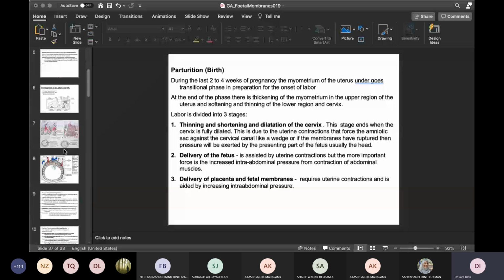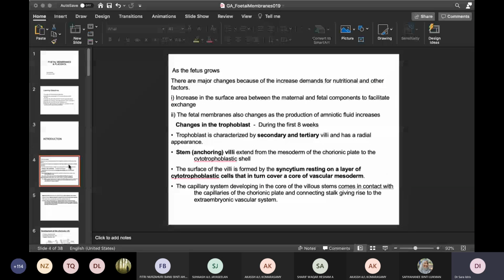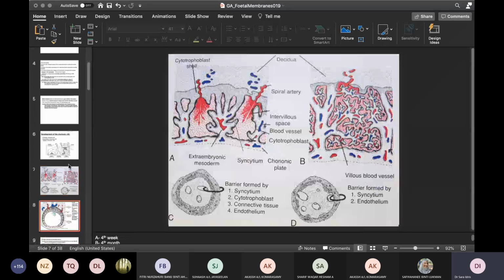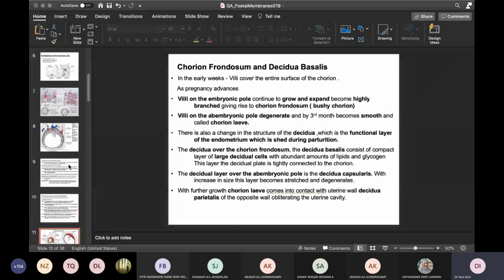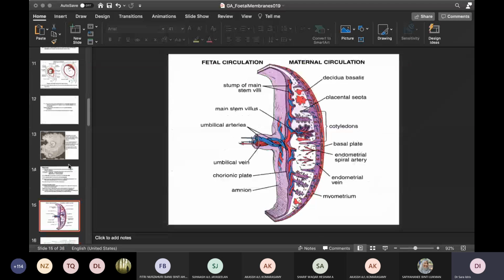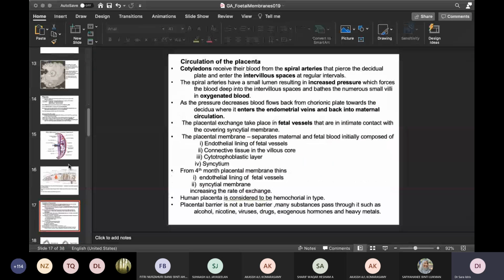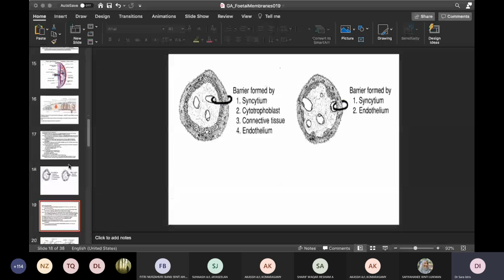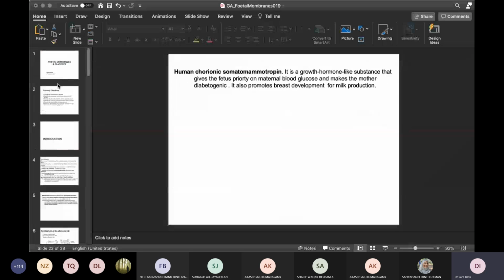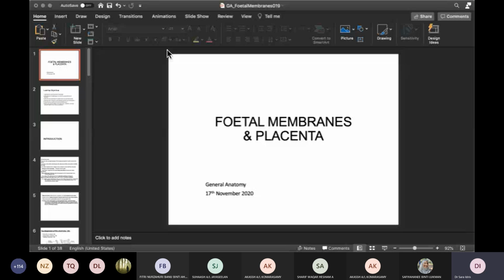Okay, so I will give these slides to you. There's quite a bit of explanation on the development of the placenta that I've covered in the drawings, but you can read it to further solidify the knowledge that you gained today. All of this I will pass to you through the Teams app.